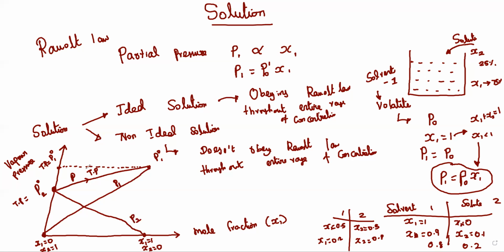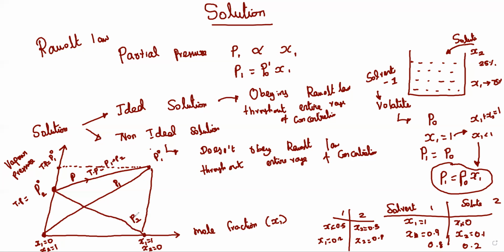So here I draw 3 lines. One line tells us the total pressure, P1 plus P2. Another line tells us the partial pressure of first component. The third line tells us the partial pressure of second component. This is the relationship between vapor pressure and the mole fraction of the solution. Do you have any doubts on this graph? We already explained this.